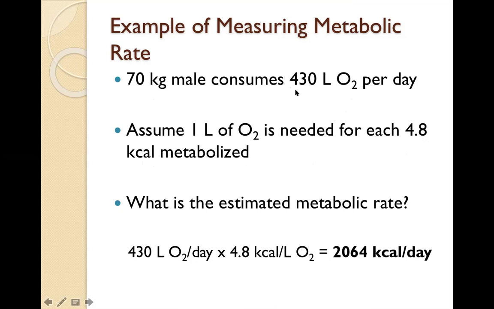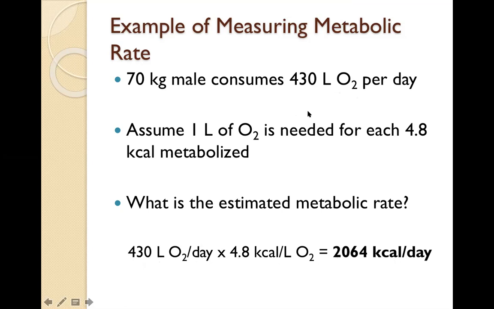Well, we know that you need 430 liters of oxygen per day. And we know that the rate of metabolism is 4.8 kilocalories for every liter of oxygen. So if we multiply these numbers out, 430 liters of oxygen per day times 4.8 kilocalories per liter of oxygen, our liters of oxygen cancel out, and we get that the person needs approximately 2,000 kilocalories per day to maintain the oxygen requirements for normal metabolism.